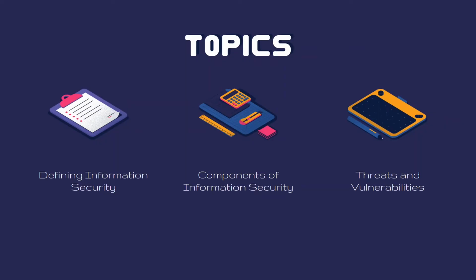Number two are the components of information security. One of the key takeaways from this chapter will be the concept of CIA triad, which stands for confidentiality, integrity, and availability. Now, these three pillars serve as the building blocks of information security, ensuring that data remains private, accurate, and accessible when needed.